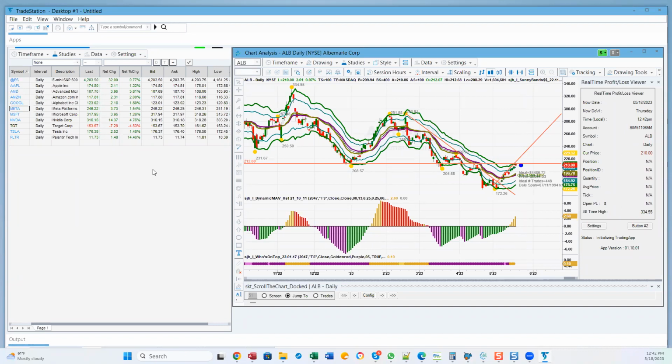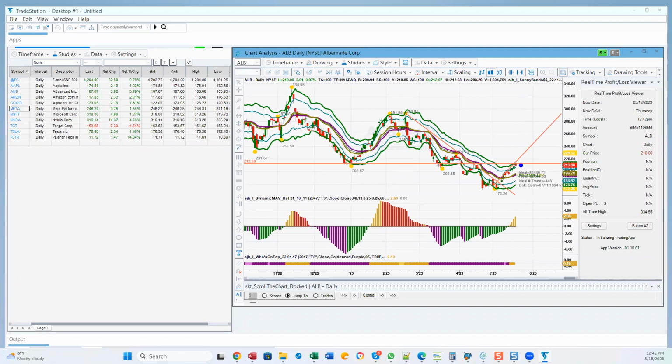What else you got for me? Do I have a scanner too? Of course I do. What conditions would you like to be putting in a scanner? I have a scanner that I publish in Sunny Side of the Street every week. The scanner I use is above all three moving averages and greater than 100 for my indicators, short and long.